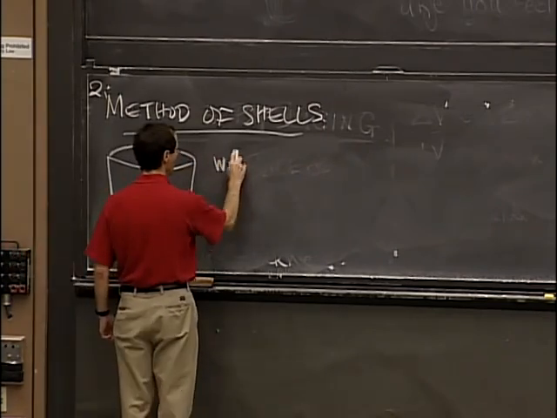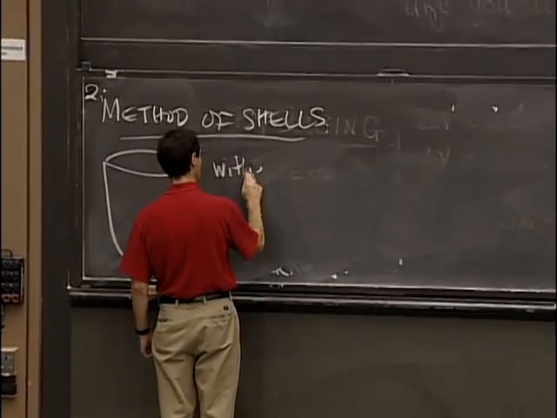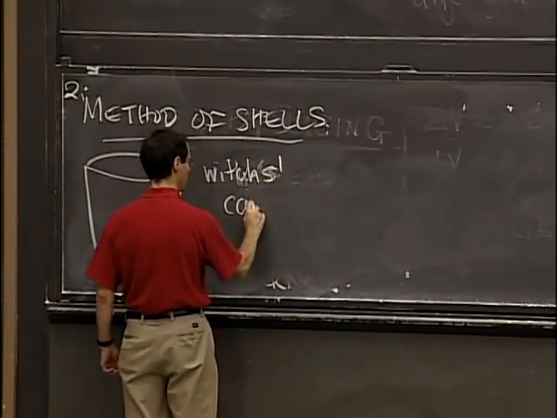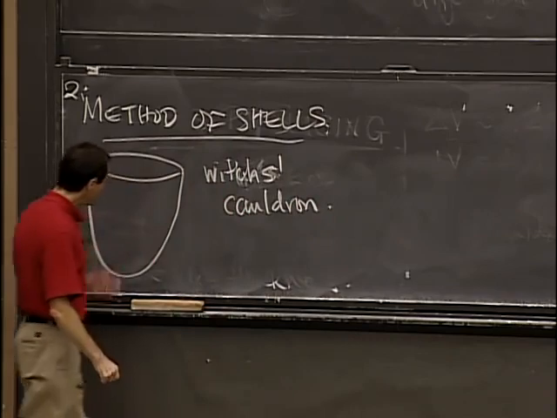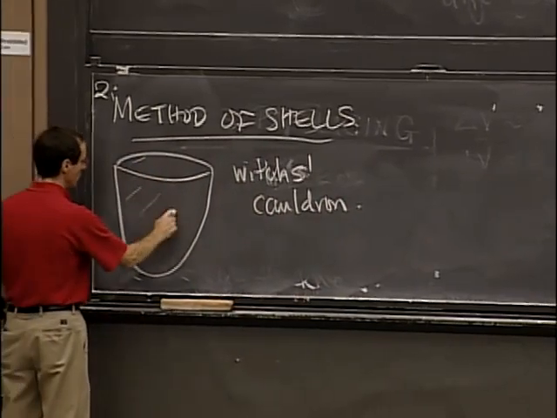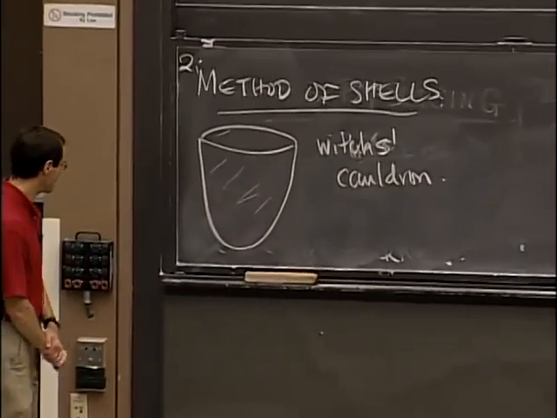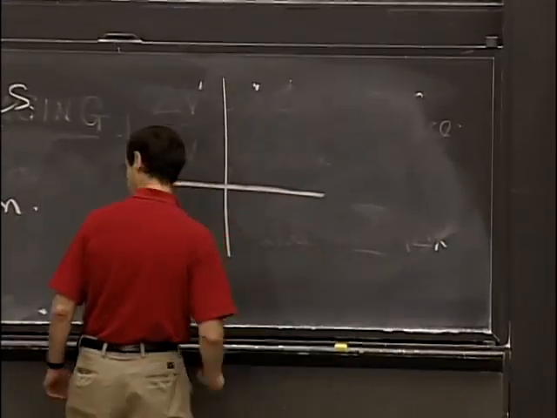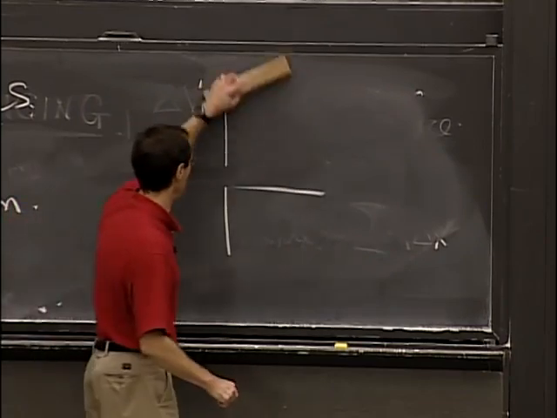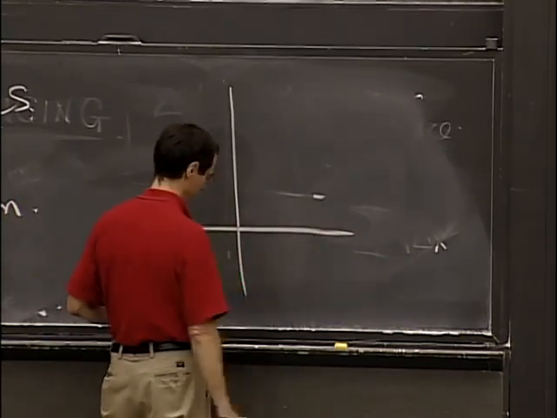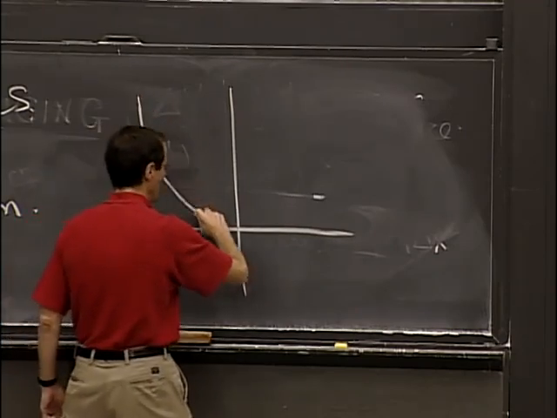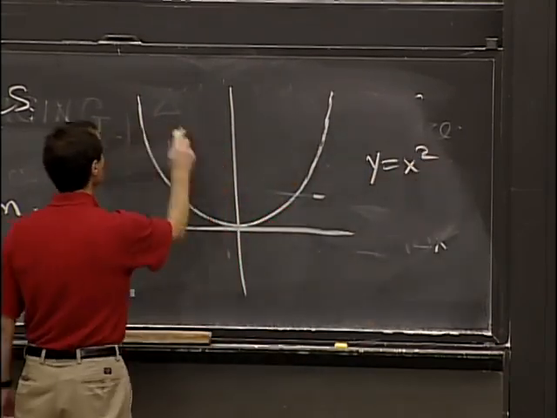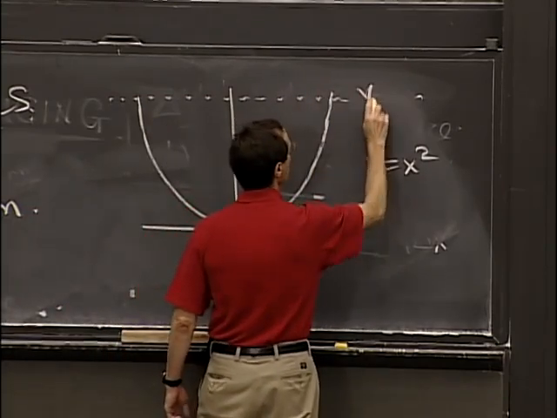This is supposed to be a witch's cauldron. Whoops. Which witches? Well, maybe more than one witch will have this cauldron here. All right, so here's this shape, and we're going to figure out how much liquid is in here. I'm going to plot this. Maybe I'll put this down just a bit lower here. And I'm going to make it a parabola. This is y equals x squared. And I'm going to make the top height be y equals a.